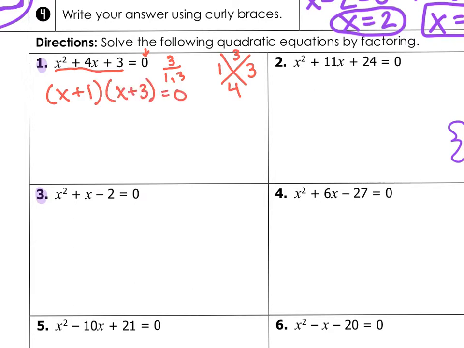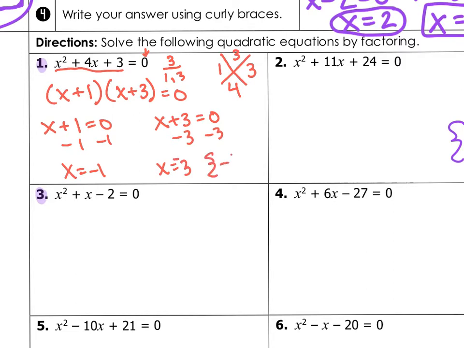And they're still equal to 0. All we need to do now, the next piece to this, is just setting each factor equal to 0. So x plus 1 equals 0, x plus 3 equals 0. And then all we do is solve for x. So this is just one extra step. Well, it's actually 2 extra steps, but 1 per. So subtract 1 from both sides, x equals negative 1. Subtract 3 from both sides, x equals negative 3. And then all we do is put it in our curvy braces, as they're called. So negative 1 comma negative 3.